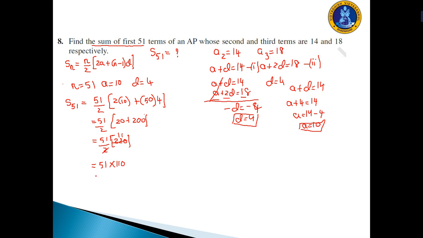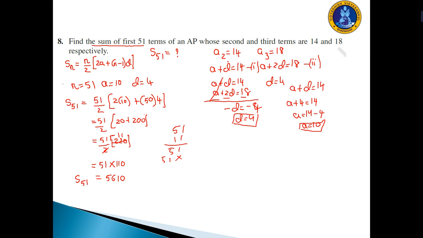So 110 into 51. Always remember 51 into 11, it is easy. 1, 5, again 1, 5. So 5, 6, 1, 0. That is the sum of 51 terms. What answer will we get for the sum of 51 terms? 5610. How did we get it?